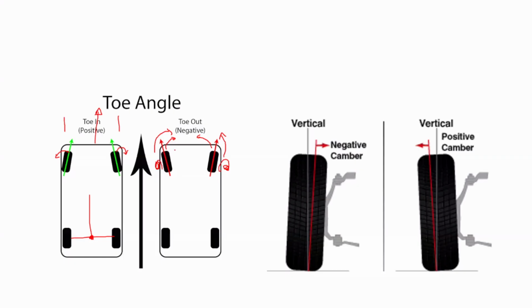While driving, these wheels will be in parallel, right? So that is why the negative toe angle is recommended for front wheel drive vehicles.